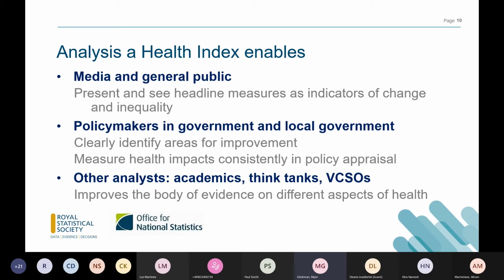So what we want is something which the media and the general public can use, a headline measure. This tells us health is getting better. This tells us health is getting worse. And then break that down to some extent. Well, why is it getting better? Why is it getting worse?